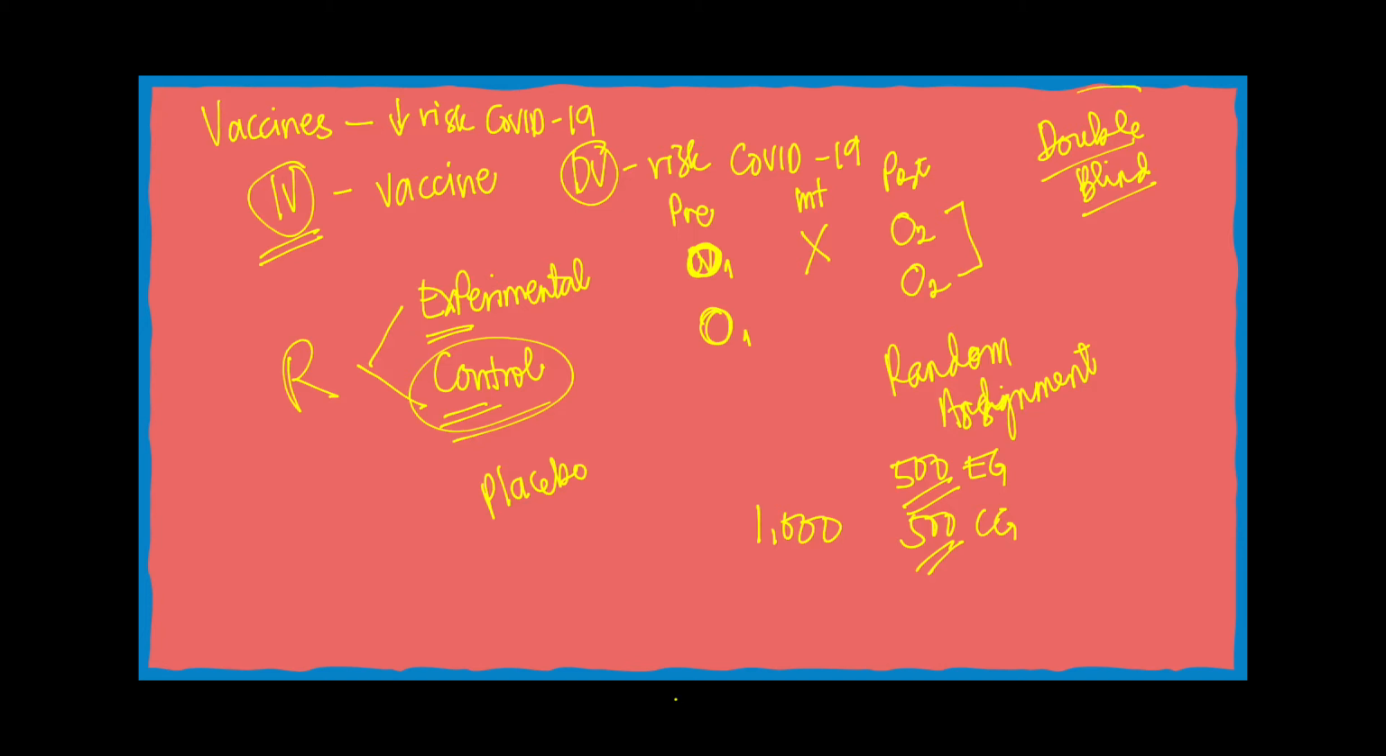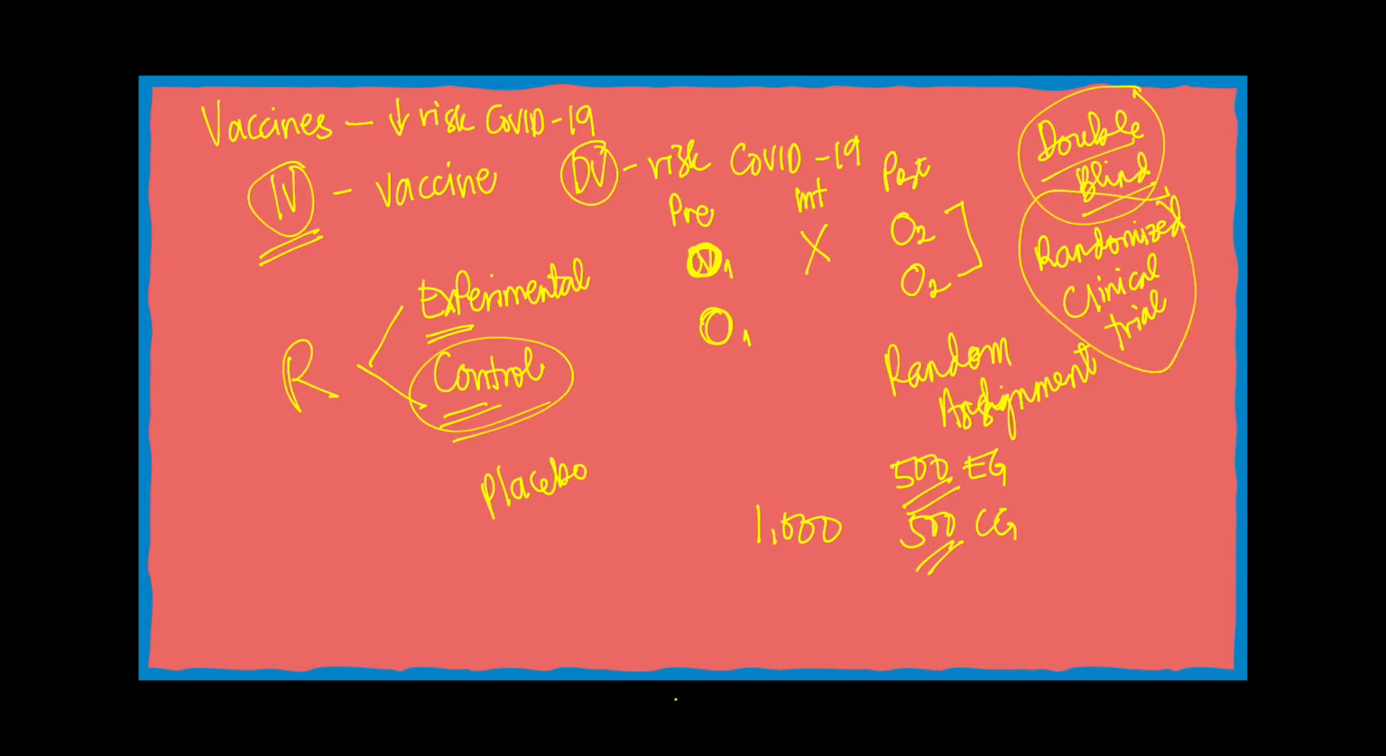Now, if double blind is achieved in the experiment, this experiment is called a randomized clinical trial, randomized because there was randomization, and double blinding. So that is a more specific type of experiment.